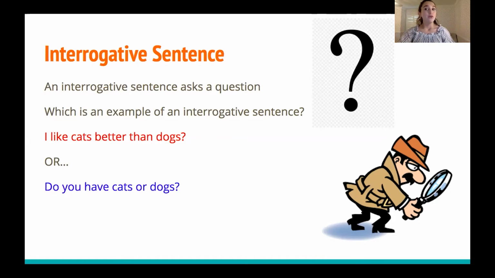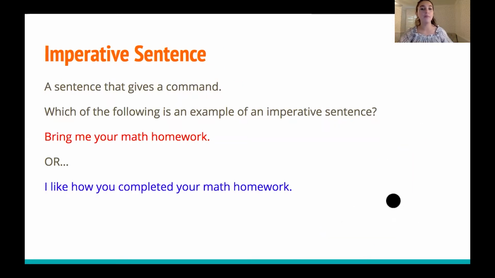So moving on. Okay, we have our imperative sentence. Now, this type of sentence also uses a period, just like a declarative sentence. But this sentence gives a command. This is not just a statement, but it is a command. So, which of the following is an example of an imperative sentence? I'm going to have you guys guess again. The red sentence is, "Bring me your math homework." Or the blue sentence, "I like how you completed your math homework." I'm going to give you guys about 5 seconds to say it out loud. Red or blue? Which one is an imperative sentence?